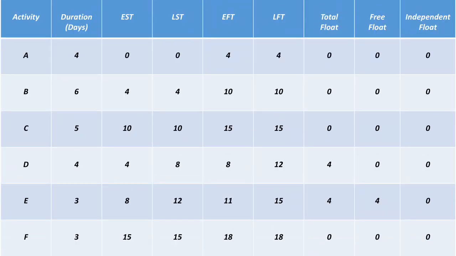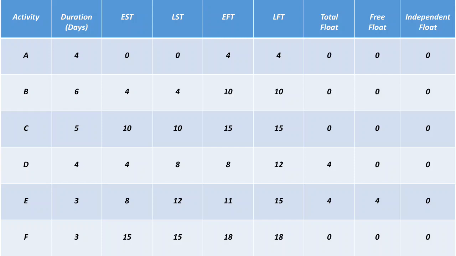So in this table, you have seen we have found the EST in column number 3 and LFT in column number 6. And now we have to find the LST and EFT. So first of all, I am finding EFT, earliest finish time. So EFT is equal to EST plus duration of that activity.